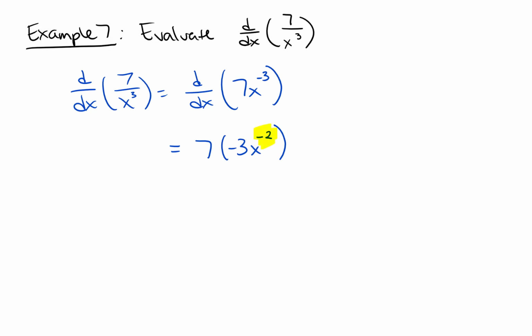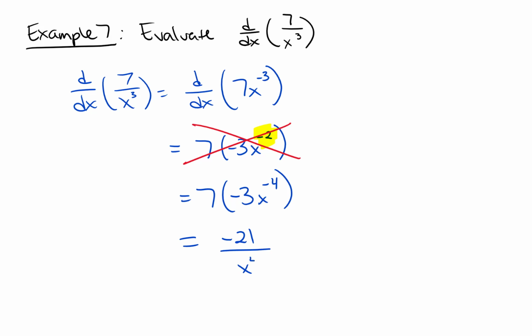Now I made a mistake there. Do you see it? I made a mistake that students often do. We get so much in the habit of subtracting 1 that we see 3, subtract 1 is 2, but remember we're dealing with negative powers here. So it's 7 times negative 3x to the minus 4. And then if you want to simplify that, you can rewrite it as a positive power or just leave it as negative 21 times x to the negative 4th power.